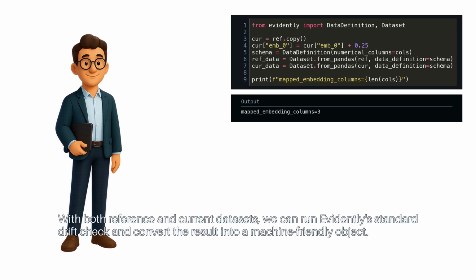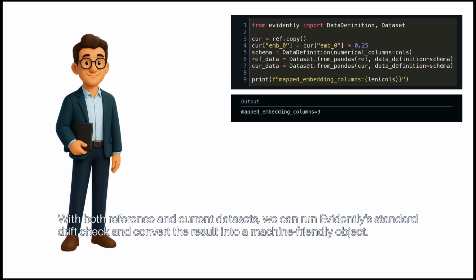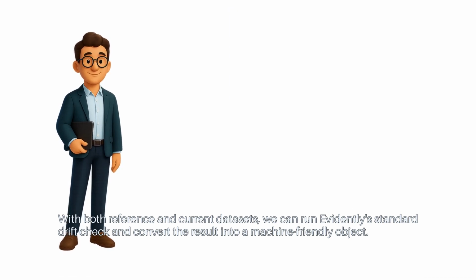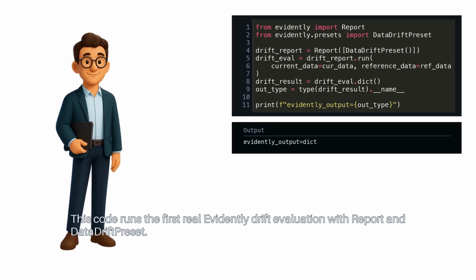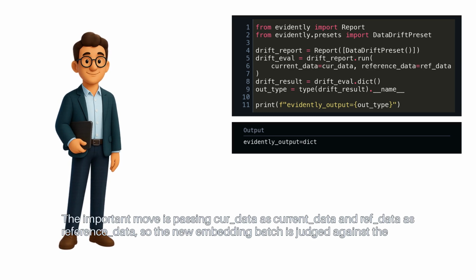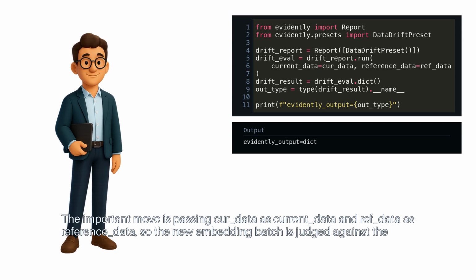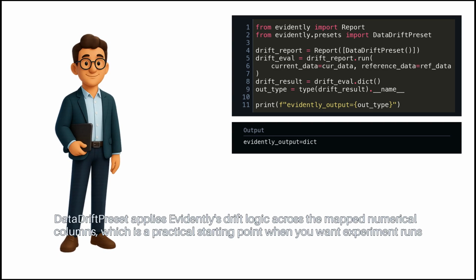The output shows how many embedding columns are mapped, confirming that Evidently will evaluate the vector distribution rather than unrelated metadata. With both reference and current datasets, we can run Evidently's standard drift check and convert the result into a machine-friendly object. This code runs the first real Evidently drift evaluation with Report and DataDriftPreset. The important move is passing cur data as current data and ref data as reference data, so the new embedding batch is judged against the known good baseline.